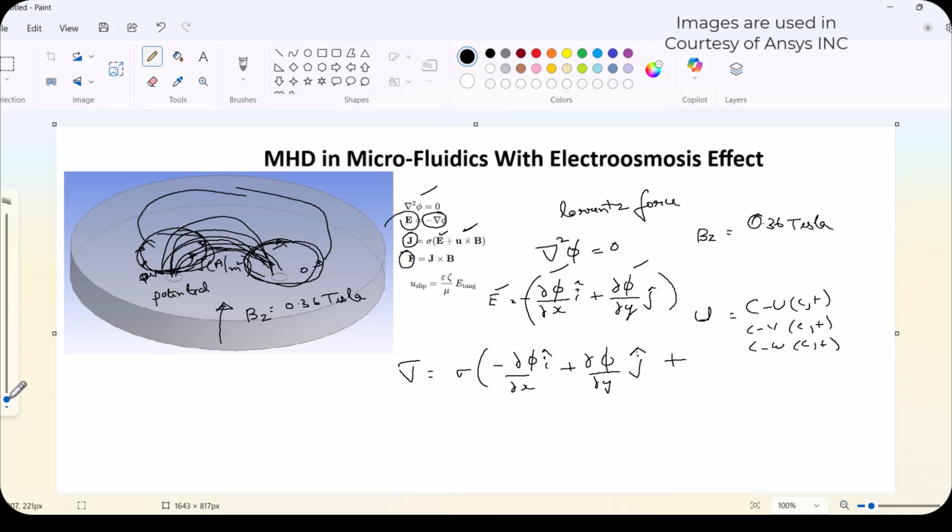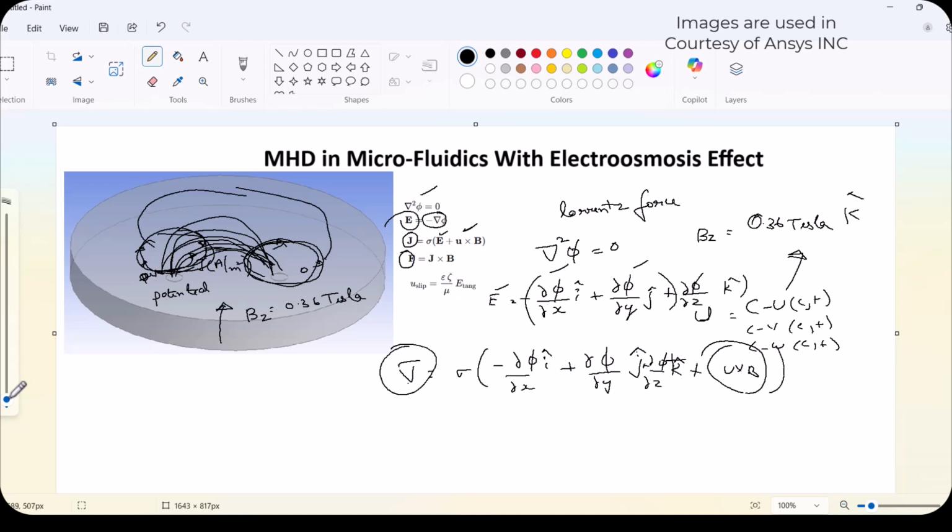Once you get u cross B, the cross product of these two vectors, that cross product will be substituted here. Also, I forgot this one, dou phi by dou z would also be present, so plus u cross B. This gives the J vector, the current magnitude.